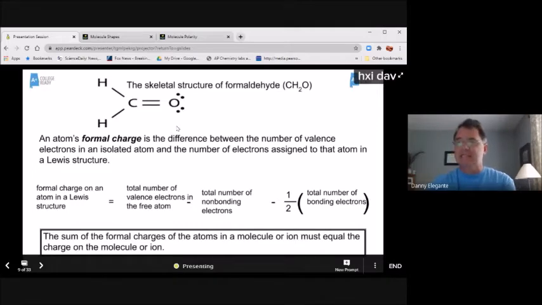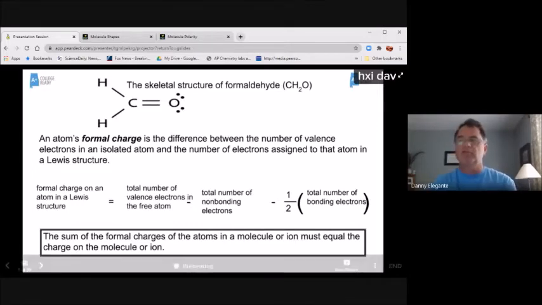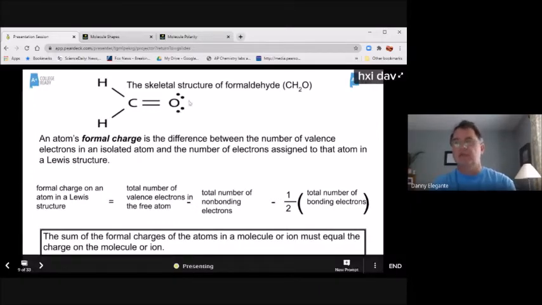Oxygen, on the other hand, has 6 valence electrons. So what would be the formal charge of oxygen? Well, it would be 6 minus the number of electrons in lone pairs, so minus 4, minus the number of bonding electrons. Well, it has a double bond, and that's 4 electrons, so it'd be 6 minus 4 electrons in lone pairs minus half of 4. So 6 minus 4 minus 2 is 0. So this is a formal charge where carbon is 0 and oxygen is 0.